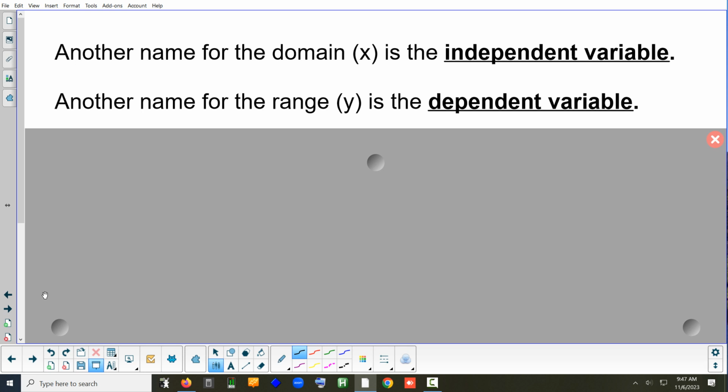Well, here's some other names. Sometimes we call the domain the independent variable and the range the dependent variable. So if you see the word domain, x, input, independent, all the same thing. If you see range, the letter y, output, dependent, all the same thing. Just another name for it. And certain names are usually used in certain situations.